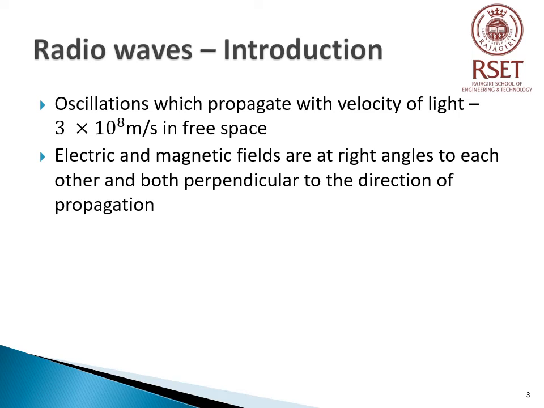We are already familiar with electromagnetic waves or radio waves. They are oscillations which propagate with velocity of light, that is 3 × 10⁸ meters per second in free space. In an electromagnetic wave, electric and magnetic fields are at right angles to each other and both perpendicular to the direction of propagation. Electromagnetic waves propagate in ways that not only depend on their own properties but are also dependent on the environment itself. The actual environment in which radio waves are propagated may have obstacles, discontinuities, medium variations, etc.